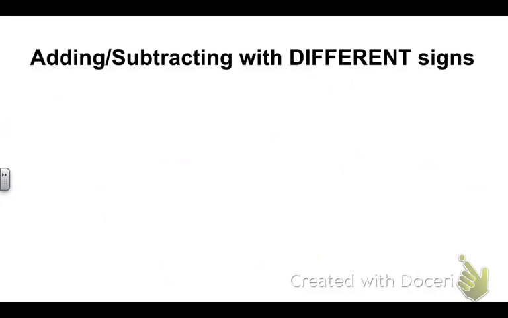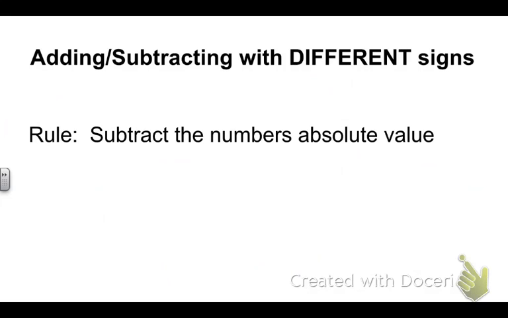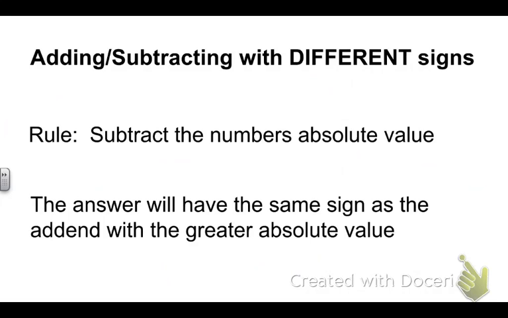Now, when you have different signs, the rule is to subtract the numbers' absolute value. If they're different signs, find the difference between them. The answer is going to have the same sign as the addend, as the number, with the greater absolute value. Whatever that bigger number is, they're going to be the bigger one. They're going to win the answer, win the symbol.